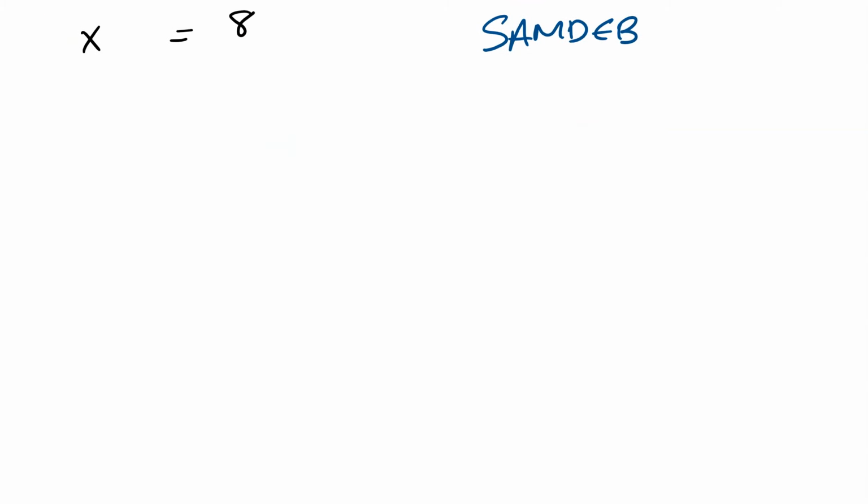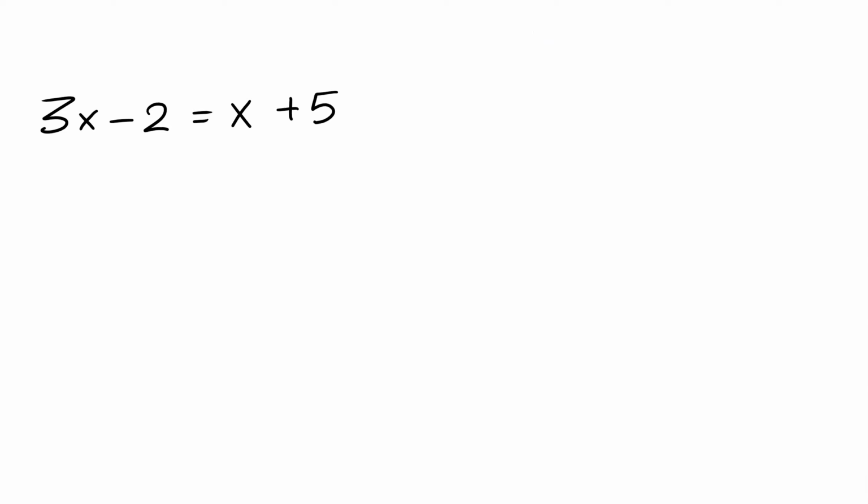Let's look at a lengthier example. Let's say we had 3x minus 2 equals x plus 5. So again, we've got something with like terms. We take all our x's to one side and all our non-x's to the other side. So I'll have 3x, and if I take this x to the other side, that becomes minus x. And if I take this negative 2 to the other side, that becomes plus 2. So again, I'll write the working on this side over here.